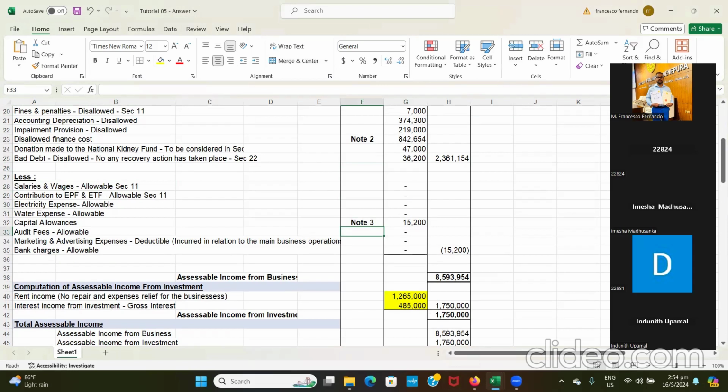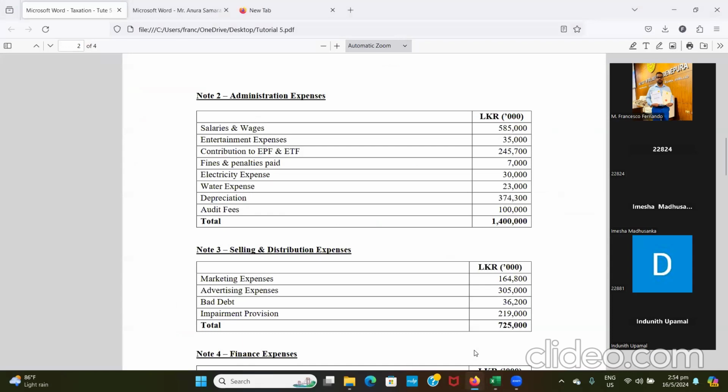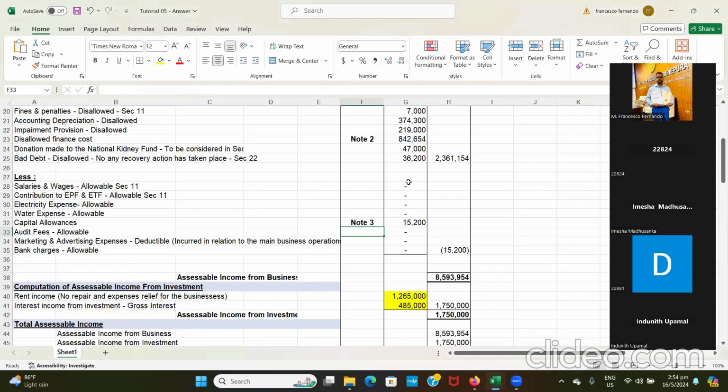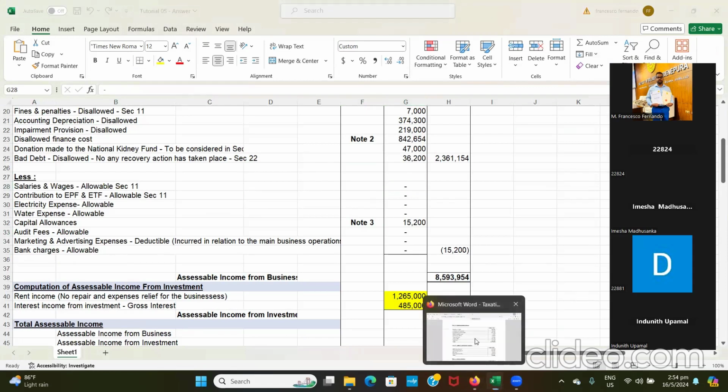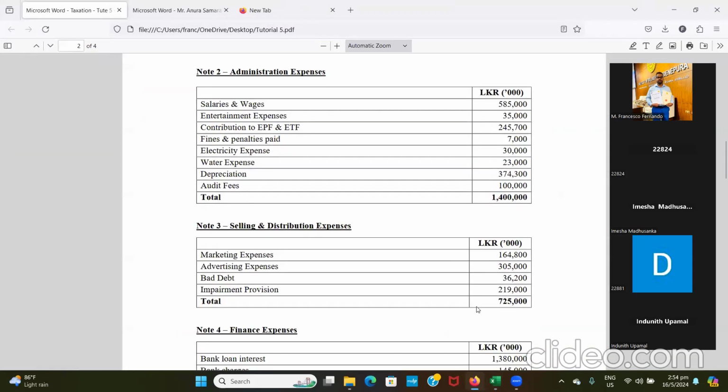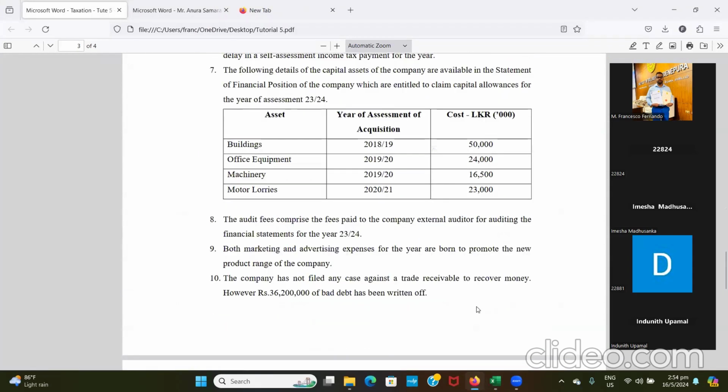So these salaries and wages are allowable as per section 12. So allowable means nothing to do. Already deducted from the profit is allowable. So we do not have to do anything, but we have to mention it, right? So that is the treatment for the salary.